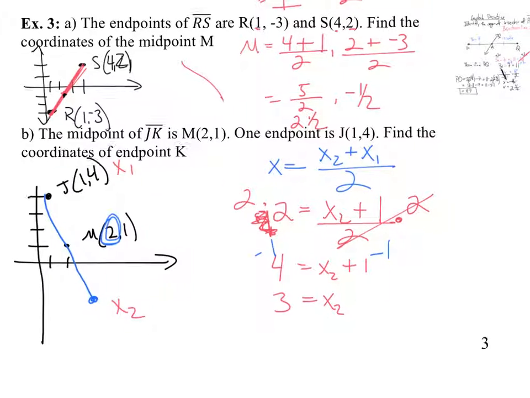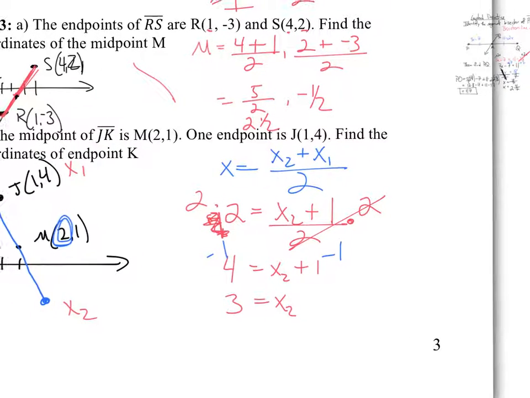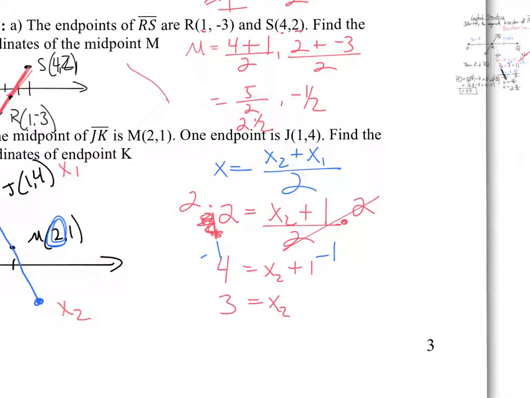Now I'm going to do the same thing with the other side, with my y. So my y equals y2 plus y1 divided by 2. My y for my midpoint is this 1 here. So I have 1 equals y2, which is what we're trying to find. So we have x2, y2 down here, y1 up here. My y1 is 4. My y2 is what I'm searching for, so y2 plus 4 divided by 2.